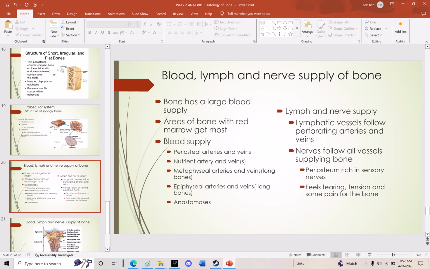A lot of lymph and nerve supply is passing through these bones as well too. Specifically, the periosteum is very rich in those sensory nerves. Typically, whenever there's some sort of a fracture, whether it's a stress fracture or an actual fracture itself, that tearing and that pain that we feel comes from the actual periosteum. So it really is the periosteum being torn that actually causes the most pain from breaking bone.